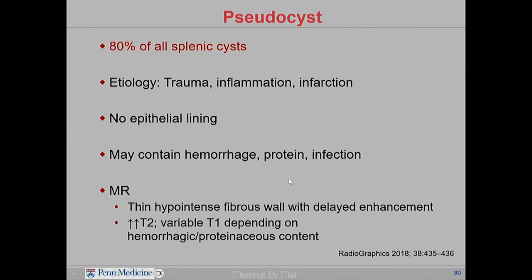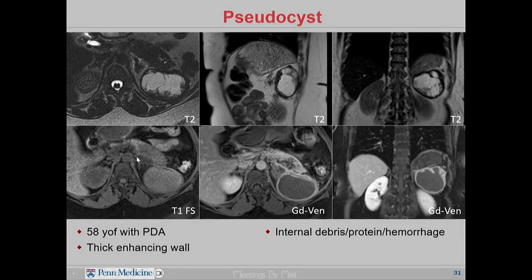Most cysts in the spleen are going to be pseudocysts, usually related to trauma, infection, infarction, or other insult. They have no epithelial lining. Their composition varies, and they typically have some complexity. So here's an example of a pseudocyst. You have complex material inside, and when you look at the T1 weighted sequence, it's not T2 dark, so we know the contents are complex. But when you give the gadolinium, you have a smooth enhancing wall. So this is not an aggressive lesion, but it is a complex cystic lesion, and this ended up being a pseudocyst.